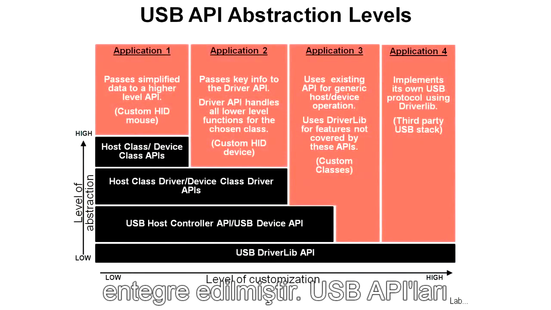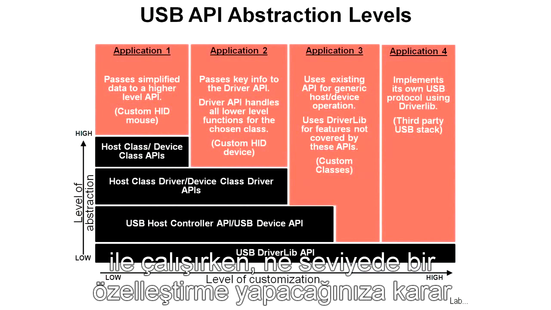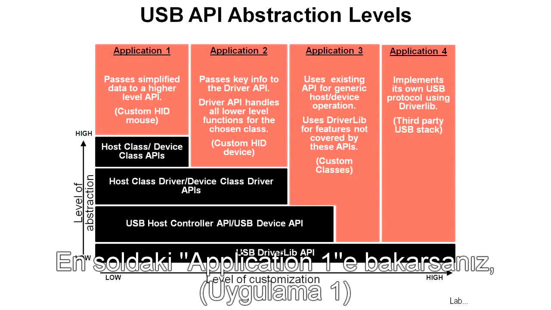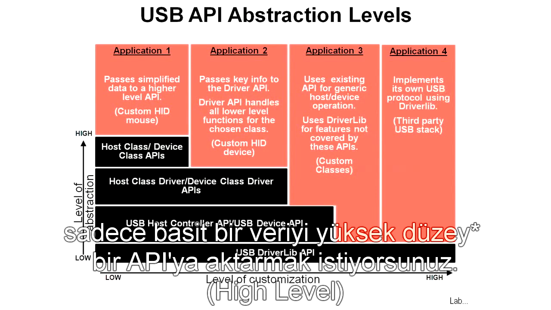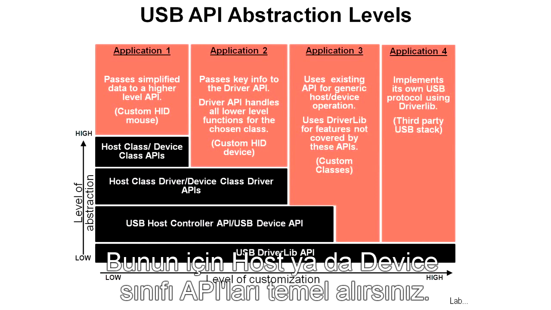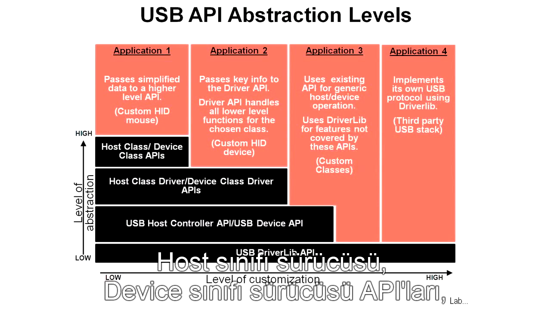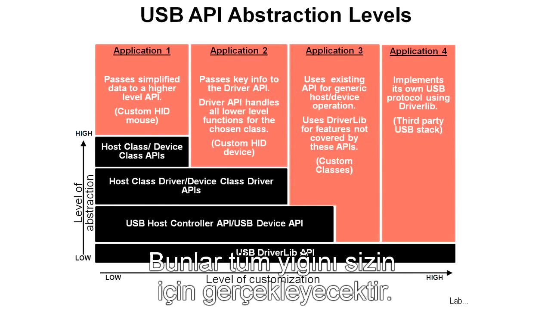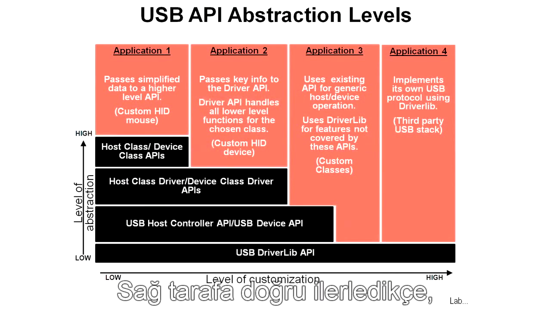You can decide on what level of customization that you want to deal with when you're working with the USB APIs. If you take a look at the far left, application 1, you just want to pass simple data to a higher level API. For instance, you want to customize the mouse human interface device. So you're going to build on top of the host and device class APIs, the device class driver APIs, the host controller device, and the DriverLib API. This is what's going to implement the entire stack for you.